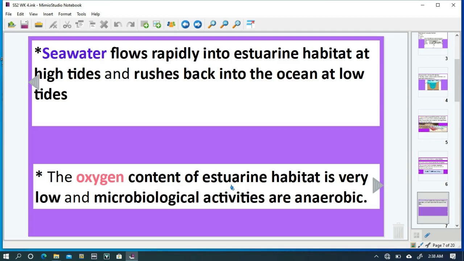Seventh characteristic. The oxygen content of estuarine habitat is very low and microbial activities are anaerobic. That is, organisms that live at that particular level tend to respire anaerobically because they cannot access enough oxygen. Since they require energy to help them survive, they produce energy without the presence of oxygen by respiring anaerobically.